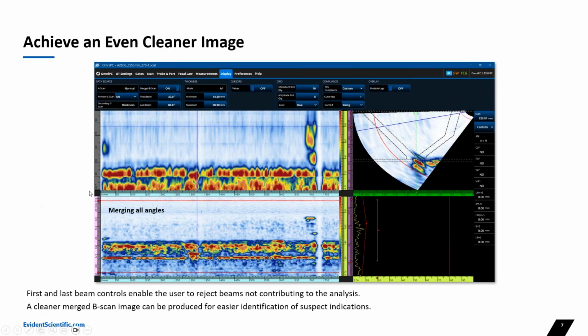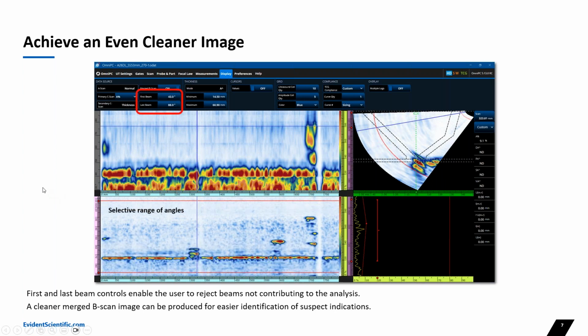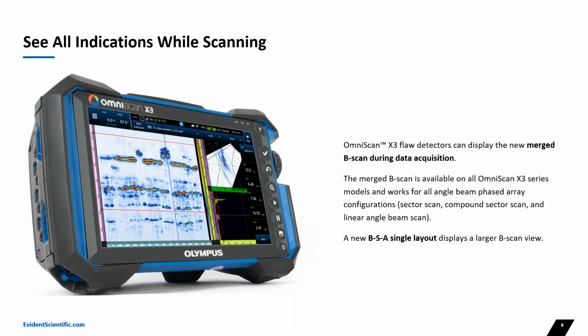When the image is not satisfactory, and I will show you when that is the case, it's possible to actually adjust it using the first beam, last beam controls. They can become quite handy depending on the weld configuration. I will explain later. I will demonstrate that later. That will hopefully be a better explanation than this short slide.